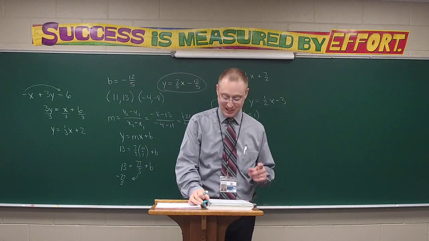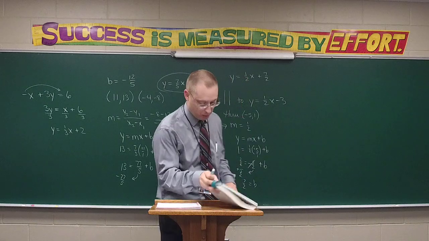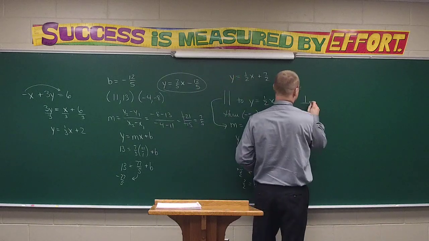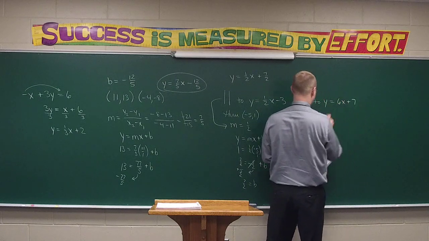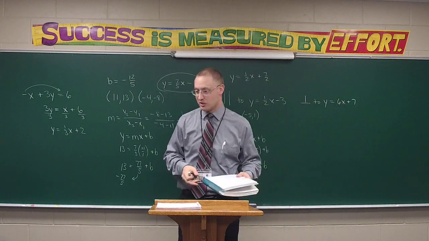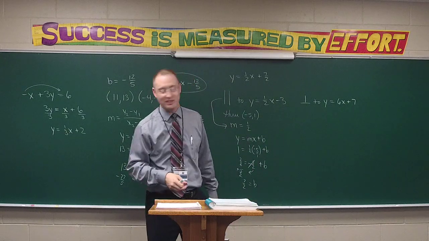And then number 10. We want a line perpendicular to that one through the point (3, 8). So if it's perpendicular to y equals 6x plus 7, what does that tell us, Brandon? Negative reciprocal slopes.